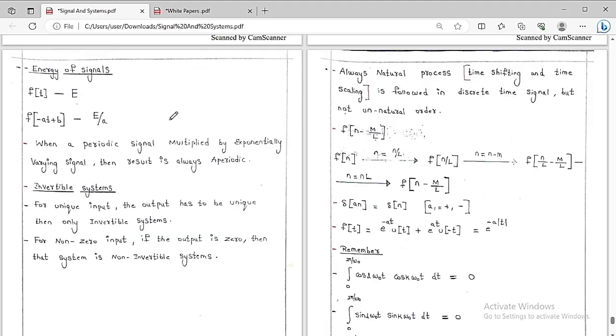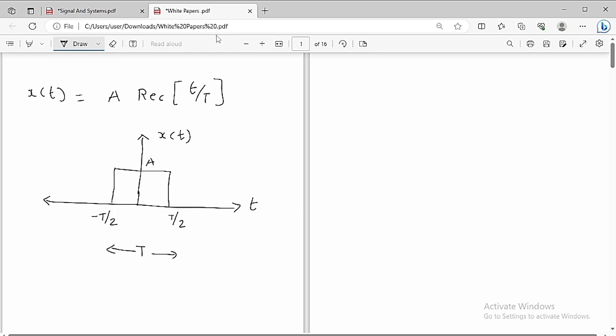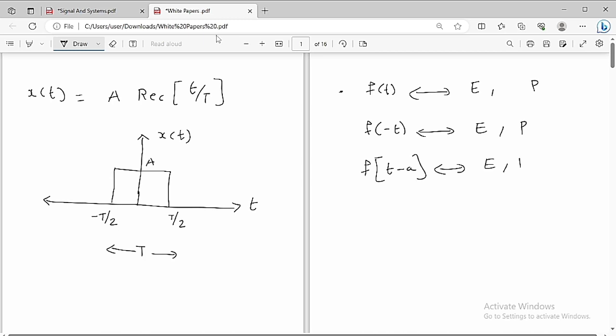Now the next concept that we are going to learn is the energy of the signals. Suppose the signal f of t has the energy E, then f of at plus b has the energy E by mod a. Let me tell you this concept in a very detailed manner. Listen carefully. First, suppose f of t has signal energy E and power P. Then f of minus t has the energy E as well as the power P. Similarly, f of t minus a also has the energy E as well as the power P.